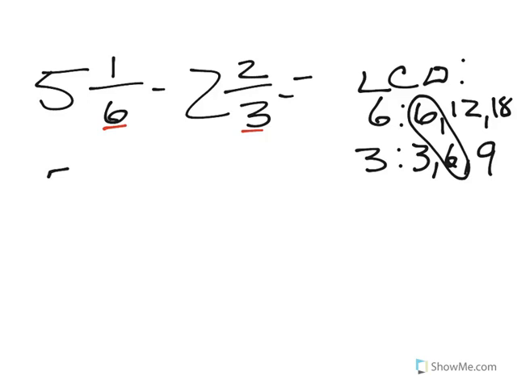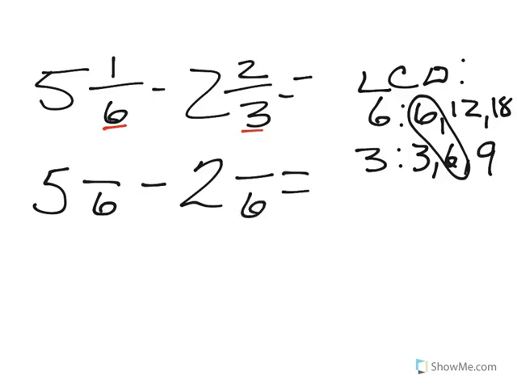I need to rewrite my problem now with the denominator 6 in each place for my fractions. In my first fraction, the 6 remained the same, so the 1's going to remain the same. In the second fraction, I changed my 3 to a 6, which means I multiplied it by 2, and therefore I need to multiply the numerator by 2, which will give me 4.